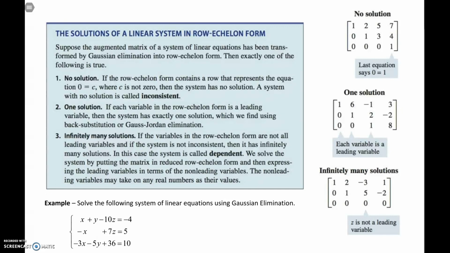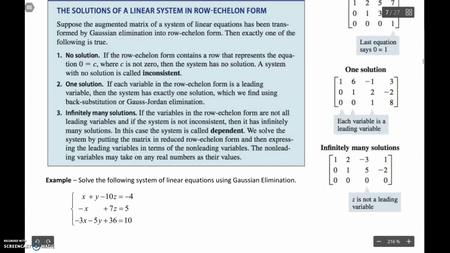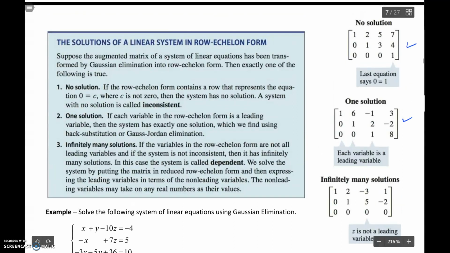systems of linear equations, you could get one solution, you could have no solutions, or you could have infinitely many solutions. With linear equations in two variables, that would be parallel lines for no solution, intersecting lines for one solution. And then the infinite solution case is where the two equations are actually equivalent, basically the same line. So every point on that line would be a solution point.